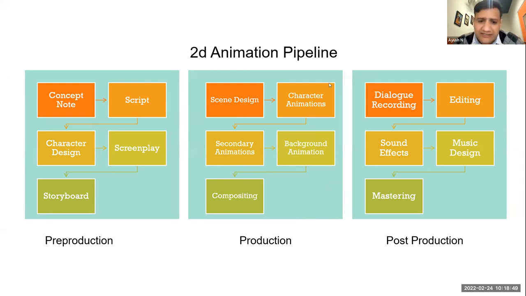When we have all these things done, then they are put together in a process called compositing. In the compositing stage, everything is put together into a single video. Okay. Once this is done, each of these videos is then taken into the stage of post-production. Post-production is where all of them are put together and they are basically edited.